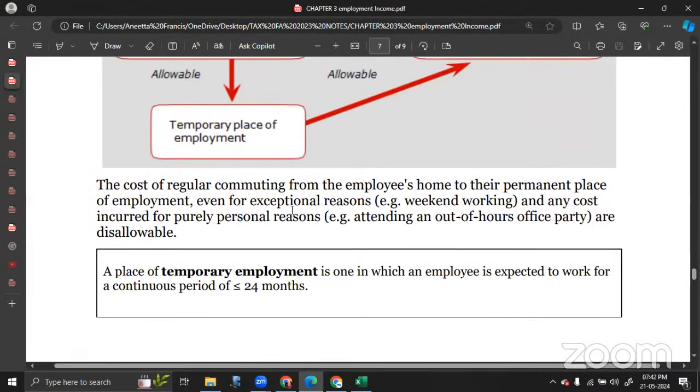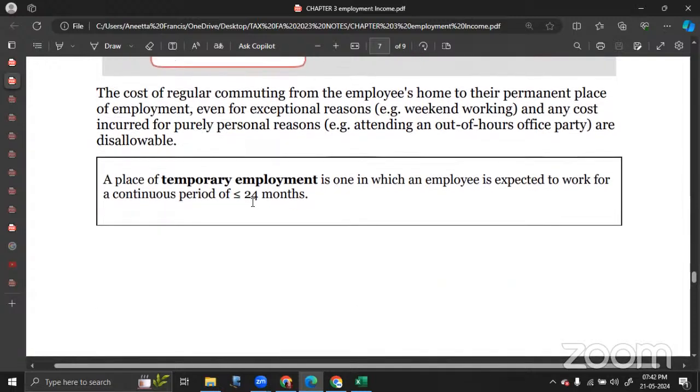The cost of regular commuting between the employee's home and their permanent workplace of employment is non-deductible. Let's say Aneetta incurred £10 each day to go from her home to her permanent workplace. She cannot deduct it from her salary. So what is temporary employment? Where the period is less than 24 months, that is a temporary employment.